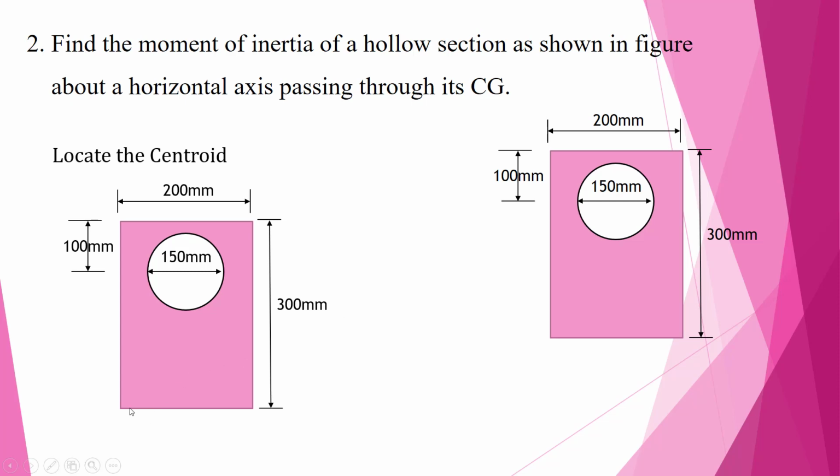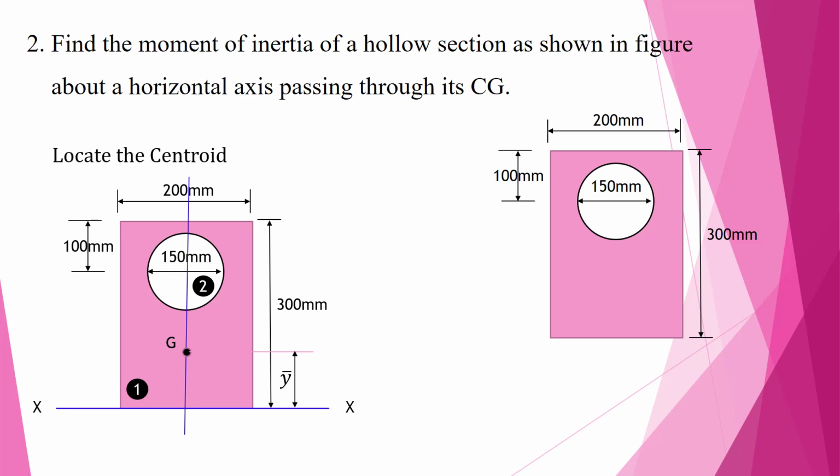So for that we will draw the composite section first. Then in order to locate the centroid, we assume an axis passing through the base of the rectangular section, which is marked as capital XX. Then when you draw a vertical line passing through the center of the rectangular section, you can see that the section is symmetrical, which means the CG of the figure lies anywhere on this line. So let us assume that capital G is the centroid of the composite section, which lies somewhere here, at a distance of y bar from the reference XX axis.